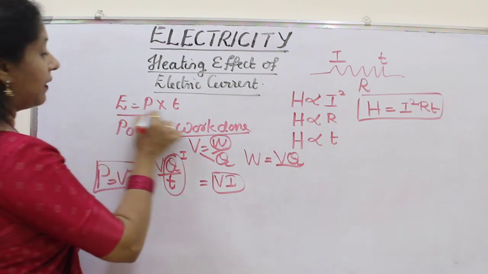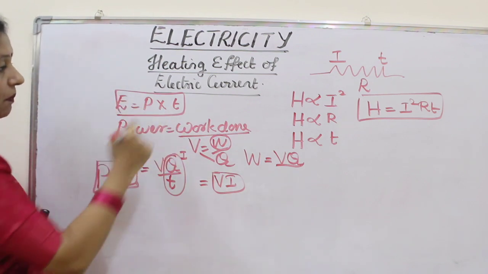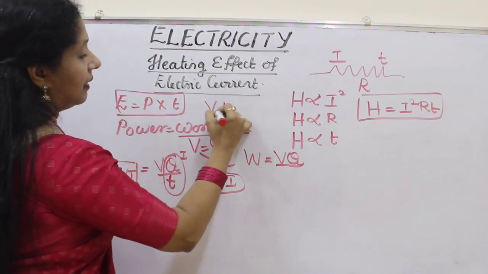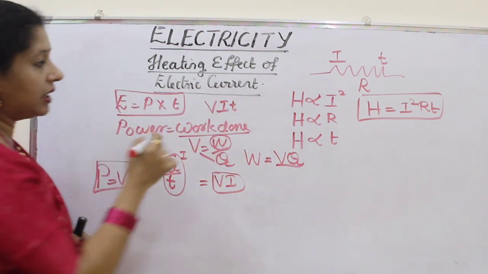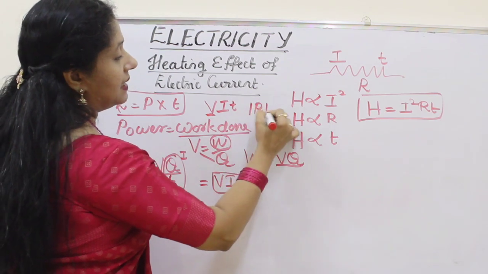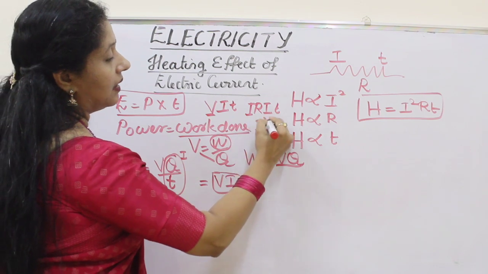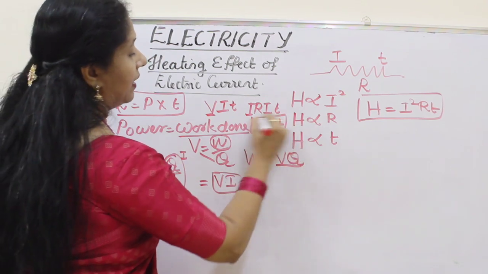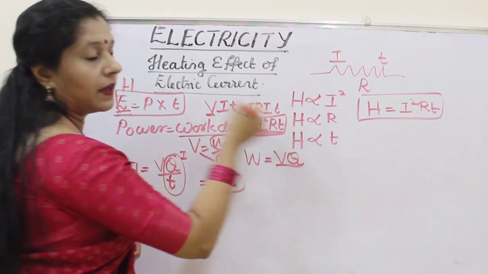But now we have to find out the energy. Energy means power into time. So power we already found: V and I into T. So we get VIT. According to Ohm's law, what is V? V is equal to IR, into IT. So how many I are there? Two. So I square RT. So here, energy means it is heat. H is equal to I square RT.